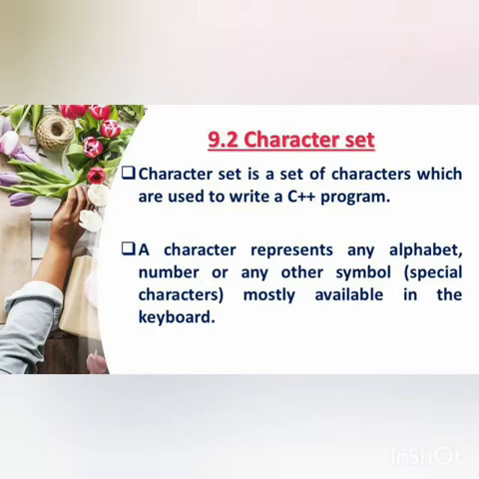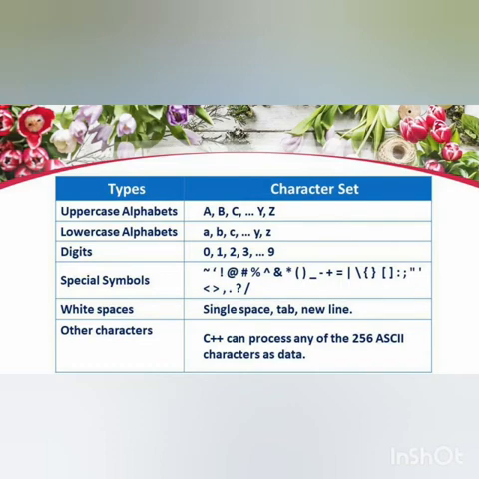Special characters are mostly available on the keyboard. So we have many special characters. Everything is available on the keyboard. C++ accepts the following characters: alphabets, that is both uppercase and lowercase letters, capital A to Z and small a to z. Then numeric, that means digits 0 to 9. Then the special characters plus, minus, star, slash, etc. So these are the special characters allowed in C++.